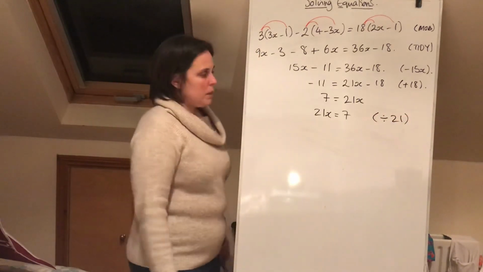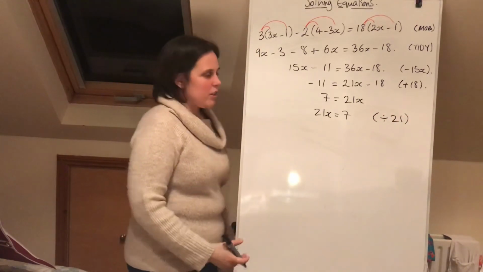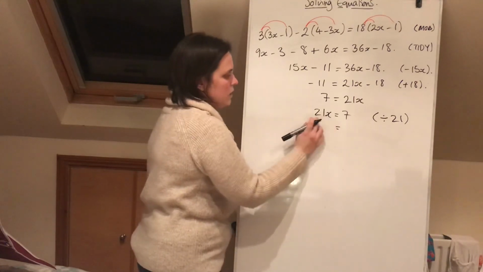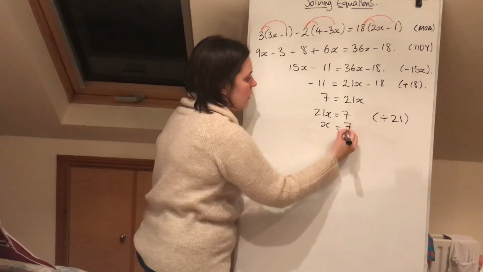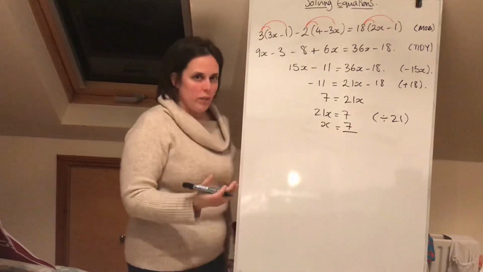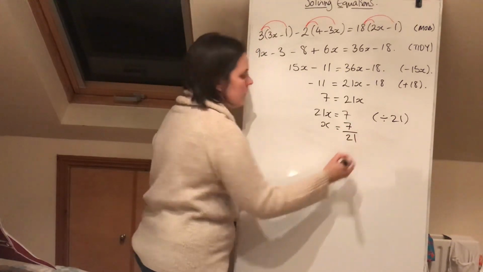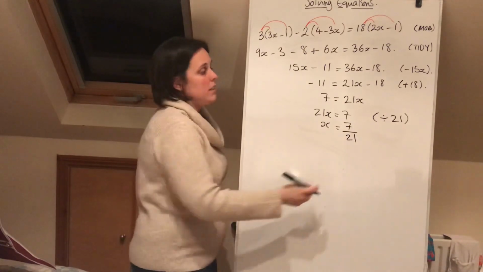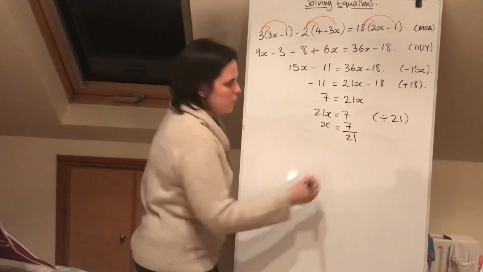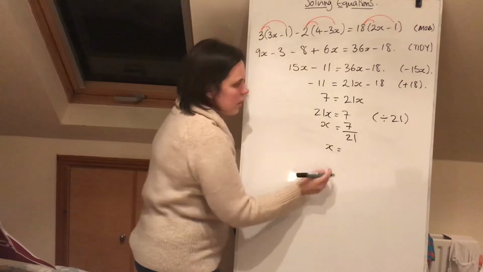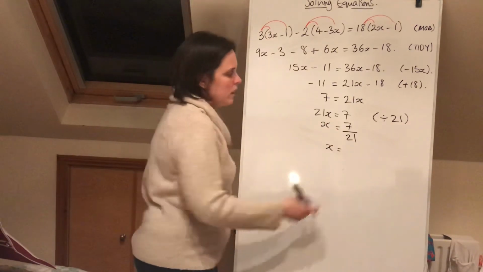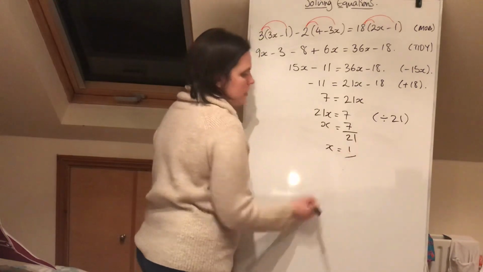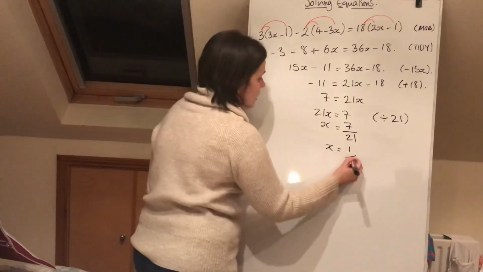And if you divide by 21, it's just like a fraction. You just write a fraction bar. So on the left we get x, and on the right, just write 7 divided by 21 with a fraction bar. And you'll probably find that that's a fraction which we can simplify. So 7 and 21 have a common factor of 7. 7's into 7 goes once, 7's into 21 goes 3 times.